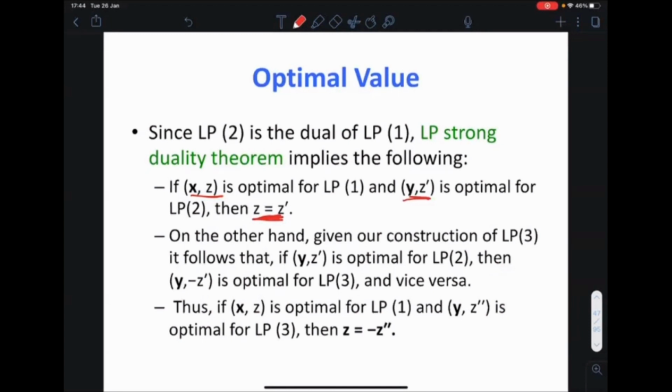On the other hand, given our construction of LP3, it follows that if Y, Z prime is optimal for LP2, then Y, minus Z is optimal for LP3 and vice versa, because LP2 and LP3 are the same. So if X, Z is optimal for LP1 and Y, Z double prime is optimal for LP3, the values are equal. Basically, they are solving the same problem.